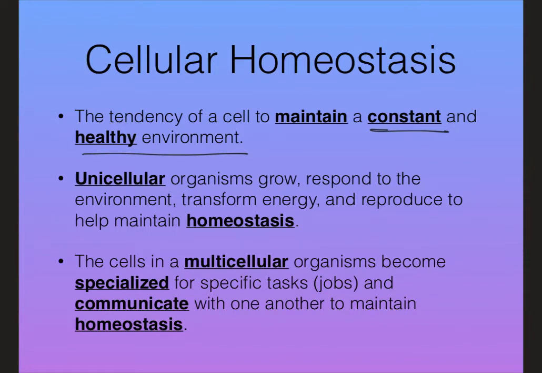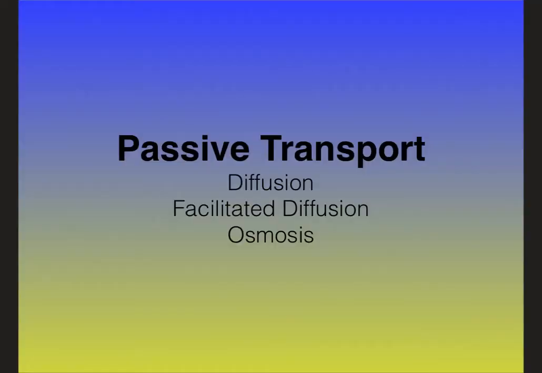Unicellular organisms grow, respond to the environment, transform energy, and reproduce, and they do all these things to help them maintain homeostasis. Cells in multicellular organisms become very specialized for specific jobs, and they communicate with one another to maintain homeostasis. So there are multiple ways that cells can maintain this healthy and stable environment known as homeostasis. We're going to look at two types: passive and active transport.